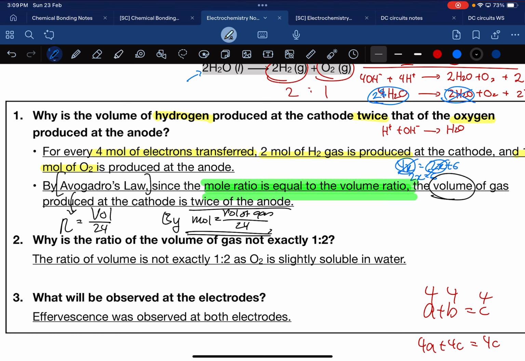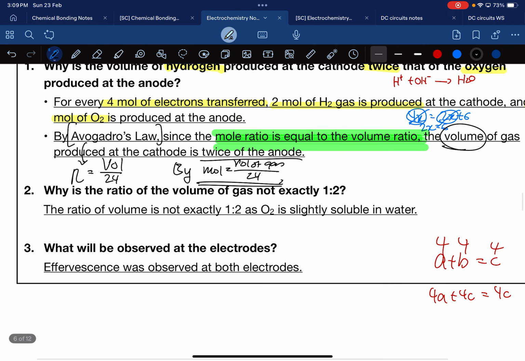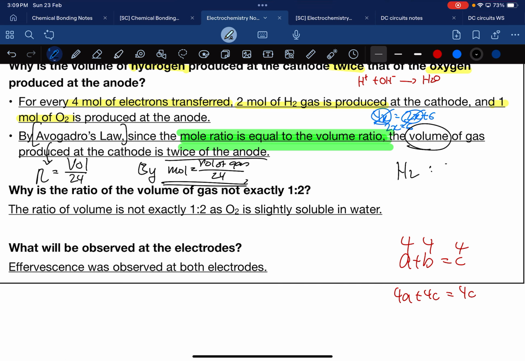Good? Good. But then, always followed up with this stupid question: instead of 2:1, it is not exactly 2:1. Maybe if I have H2 to O2, maybe down here I got 100. I'm supposed to get 50, correct? But I don't get 50. I get maybe something like 48 or 47. Because some oxygen dissolves in the water.